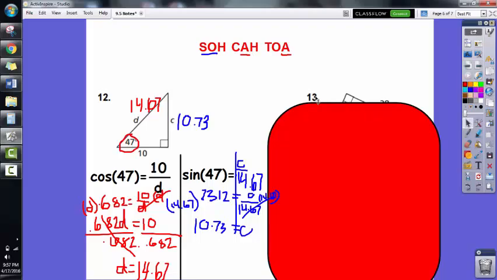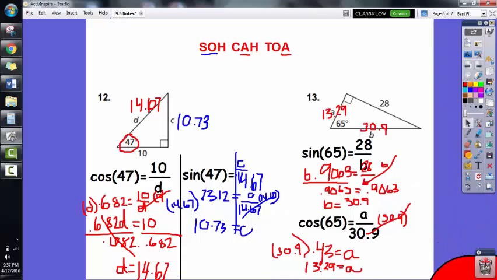Go ahead and try number 13. Push pause, and when you're done, you can continue to play to reveal your answer. Number 13, you should have found that A was about 13.29 and B was about 30.9.